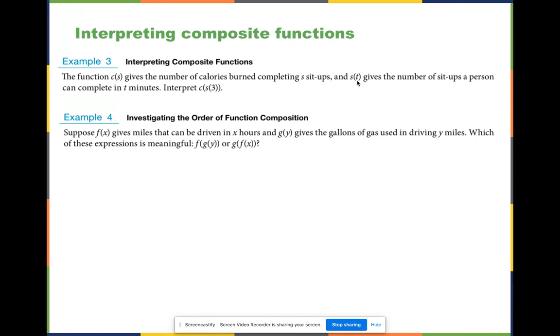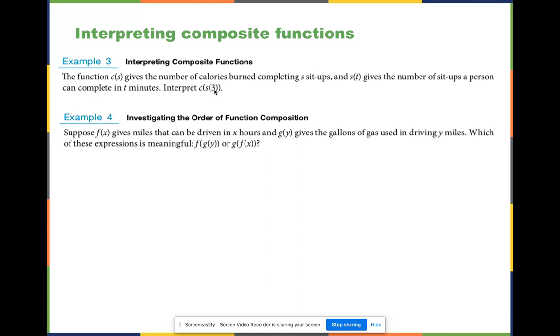And S of t gives the number of sit-ups a person can complete in t minutes. So if you said 5, this would give you 5 minutes. How many sit-ups can you do in 5 minutes? The output of this function would be the answer. So they want us to interpret C composed with S at 3, or C of S at 3.